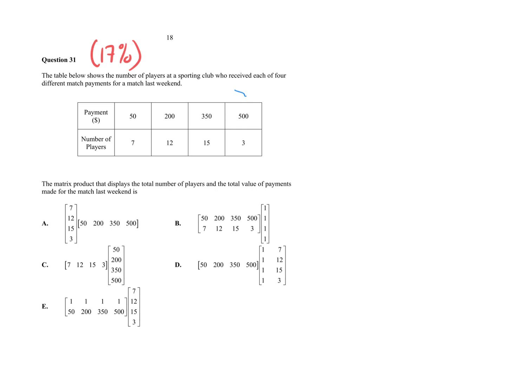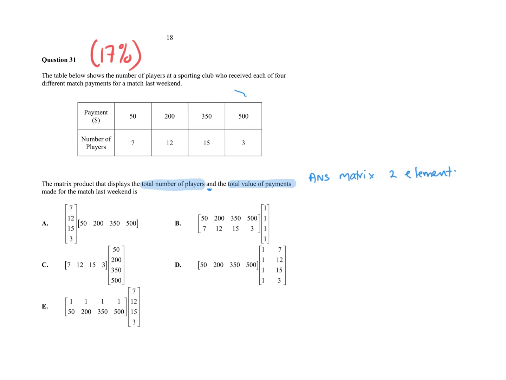Okay, so the table below shows the number of players at a sporting club who received each of 4 different match payments for the match last weekend. The matrix product that displays, now this is where you want to know. So when you multiply something, it says the total number of players. So that's one answer. And because they wrote and, that means you want the total value of payments. So in your answer matrix, you want two elements, yes?